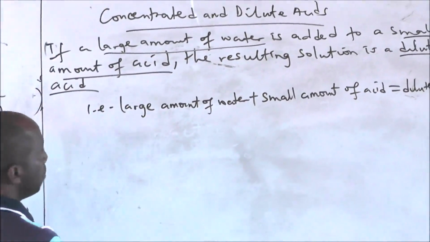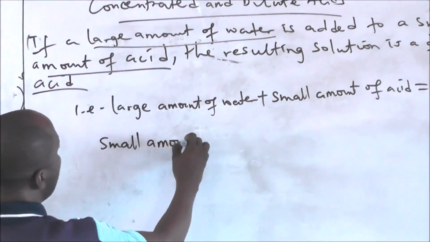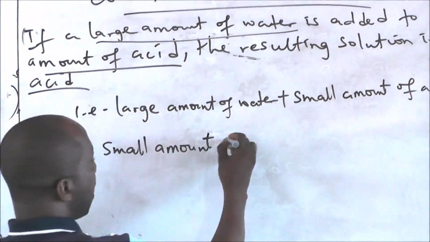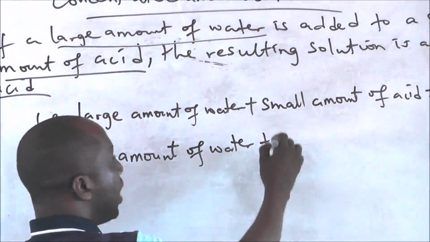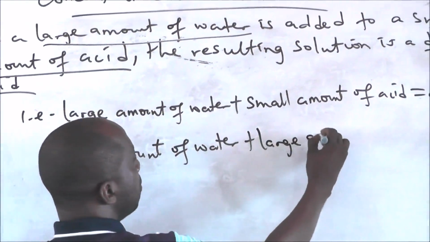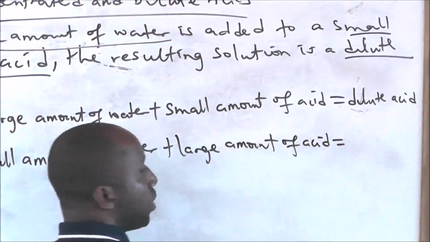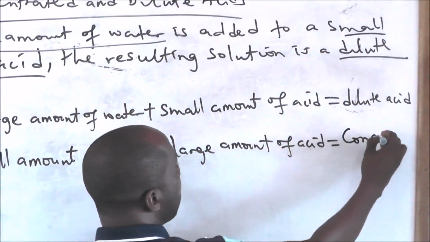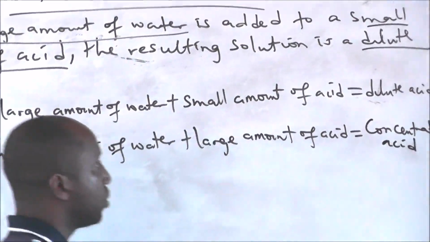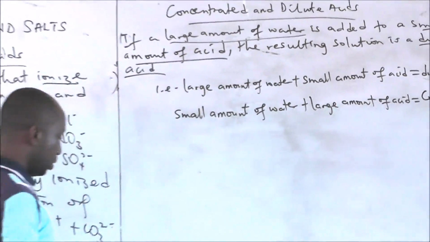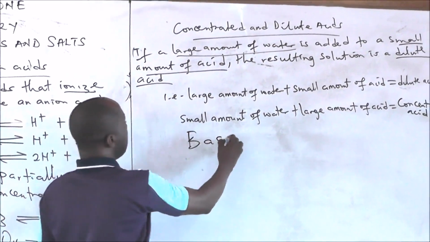But when you have a small amount of water added to a large amount of acid, that gives us concentrated acid. So that is just the difference between the two. Now let's look at basicity of an acid.